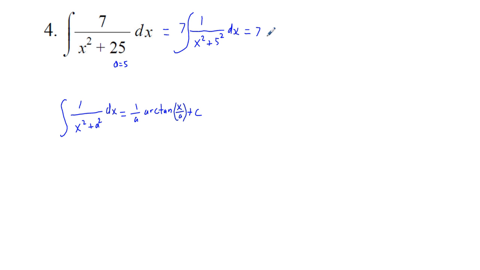And continue to work to the right. We have 7 times 1 over a. So that's going to be 1 over a arctangent of x over a, which is 5, plus our constant of integration c. So this is going to be our answer to number 4.